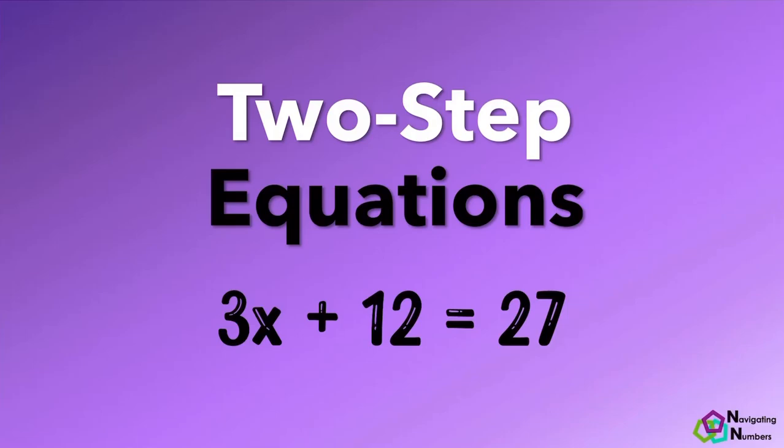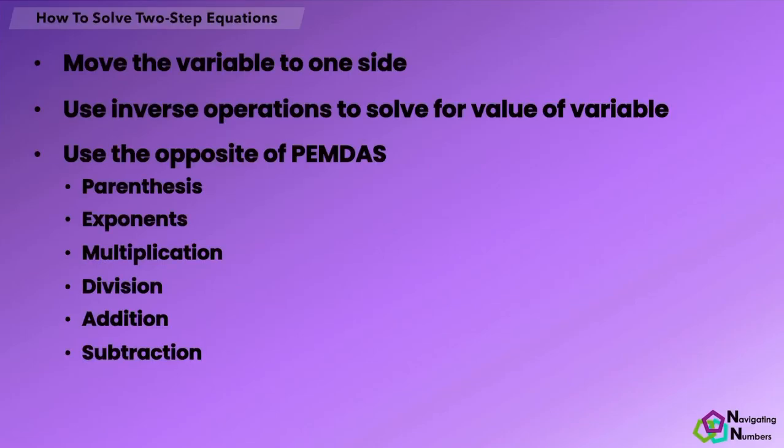Let's take a look at some two-step equations. Now, the first thing to keep in mind when you're solving two-step equations is to make sure your variable is only on one side. Now, to solve for the value of a two-step equation, we use the inverse of the operations that are being done to the variable in our equation. All this means is that we're doing the opposite of the order of operations. So we're doing the opposite of PEMDAS.